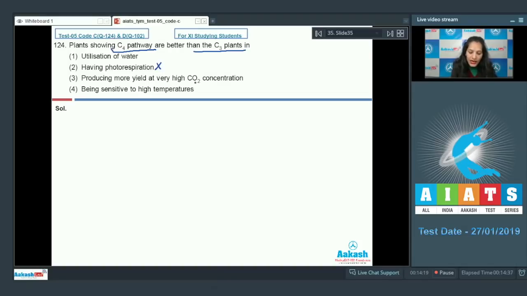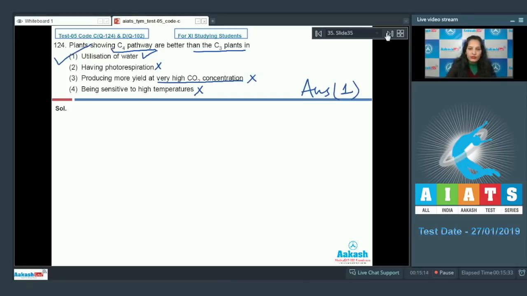In producing more yield at very high CO2 concentration? No, this is called the CO2 fertilization effect. When you increase the CO2 concentration, there will be more yield. It is seen in C3 plants, not in C4 plants. They have low CO2 concentration saturation. Fourth, being sensitive to higher temperatures? No, they are not sensitive to high temperatures. They work at high temperature too. First, utilization of water. Yes, they have concentric arrangement of cells in the leaves which gives a smaller area as compared to the volume for better utilization of water. So this is correct. So the correct option for the given question is option number 1.